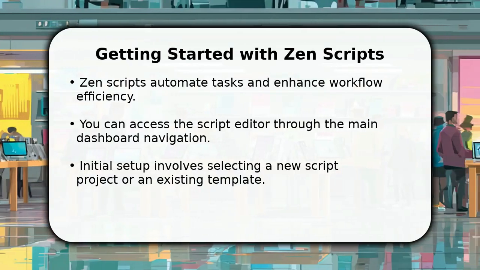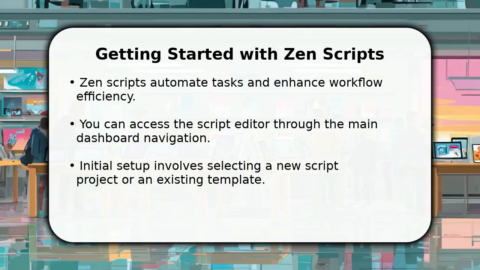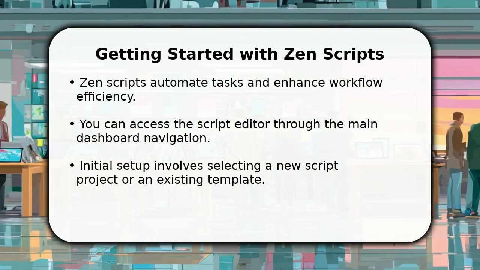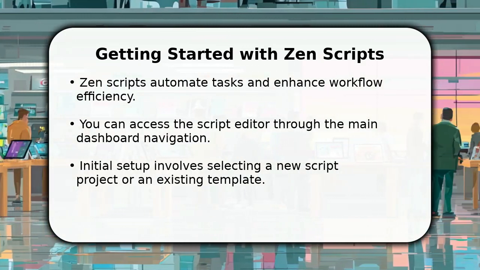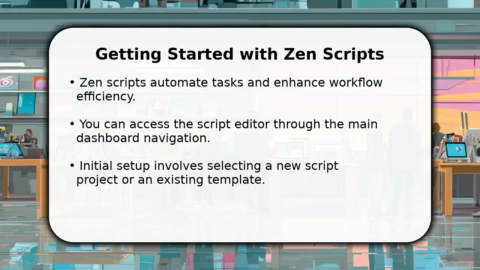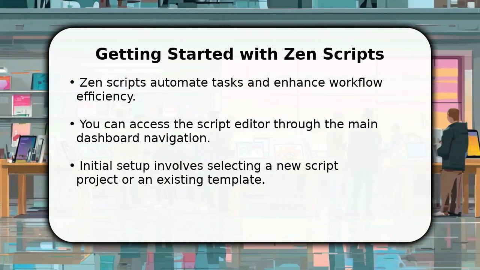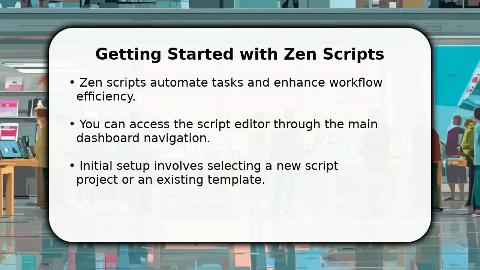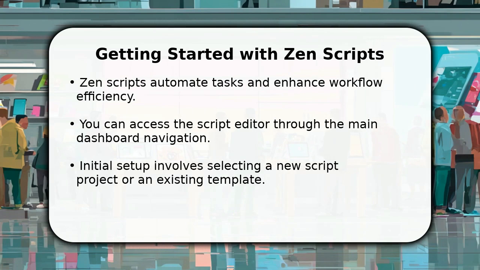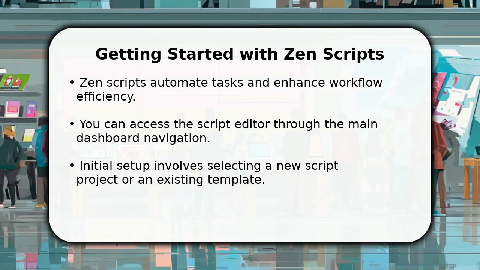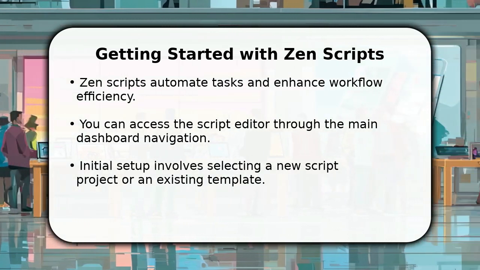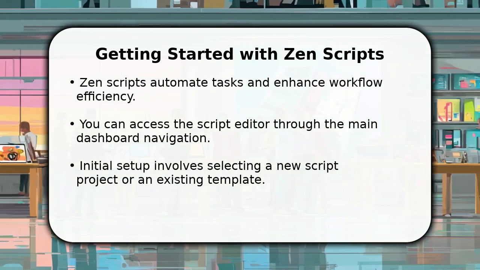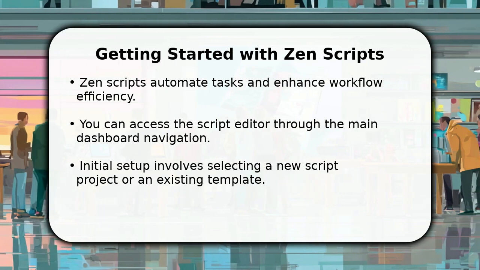In this video, I will show how to set up scripts on Zen. First, let us dive into the core functionality of Zen scripts, which are powerful tools designed to automate repetitive tasks and streamline your operations. You will begin by navigating to the main dashboard, then locate the Scripts section in your left-hand menu. Clicking this option will open the Script Management interface, where you can either create a completely new script or select from pre-built templates to get started quickly and efficiently.